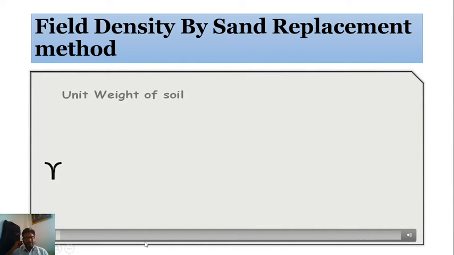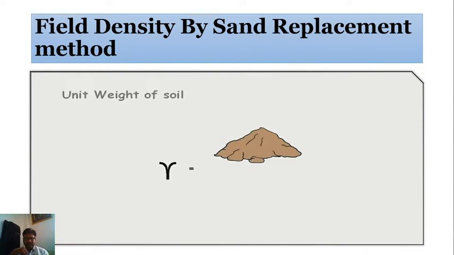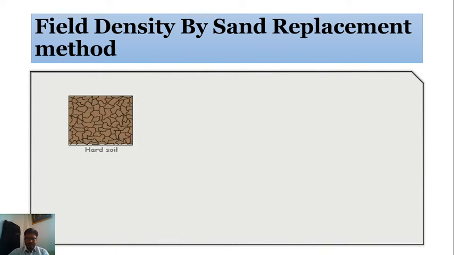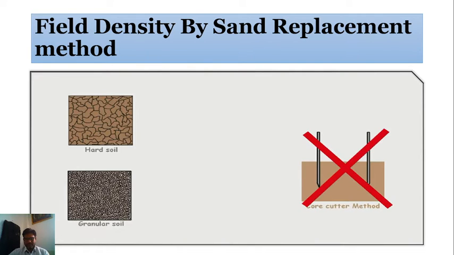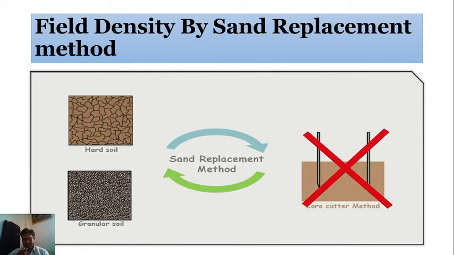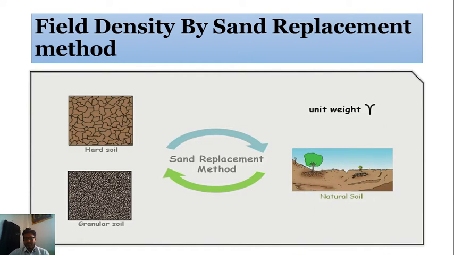Unit weight of soil is the weight of a soil sample to the volume of that sample. For soils such as hard soil or granular soil, where the core cutter method cannot be applied, the sand replacement method is used for the determination of unit weight of soil in its natural state.